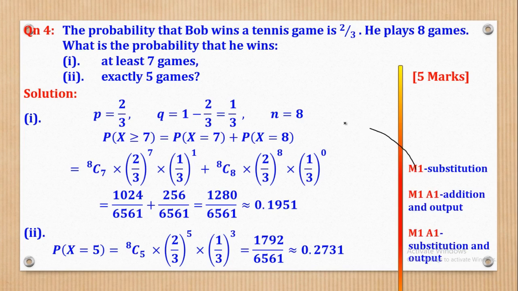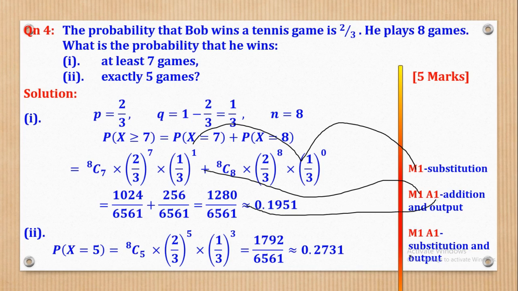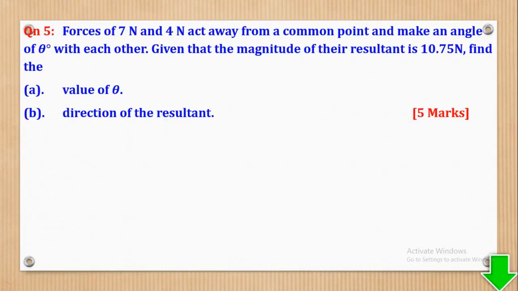So M1 is for this substitution, and A1 for another M1 is for adding the 2. A1 is for the output after addition. M1 is for the substitution, A1 is for the output. So that was question 4. Now we shall go to question 5.